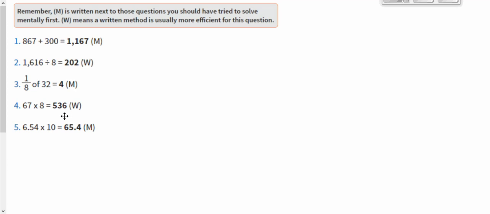Question 5, 6.54 times 10. Mental method, because when we're multiplying by 10, the decimal point takes 1 jump, multiplying goes to the right, so it takes 1 jump. It's moving the 5 into the 1s column, the 6 into the 10s column, and the 4 in the 10ths column, so it's 65.4. Hopefully we're all okay with that.